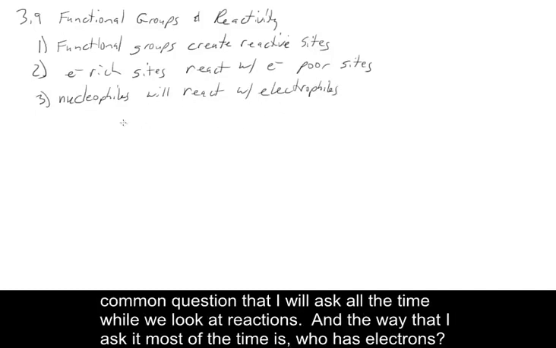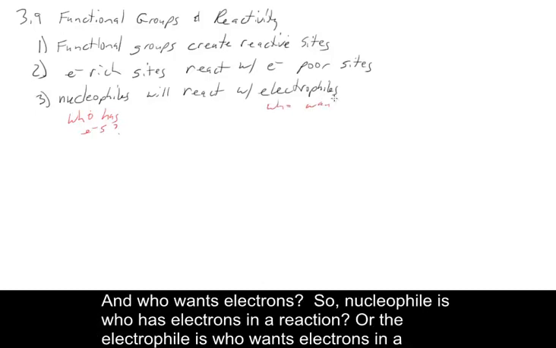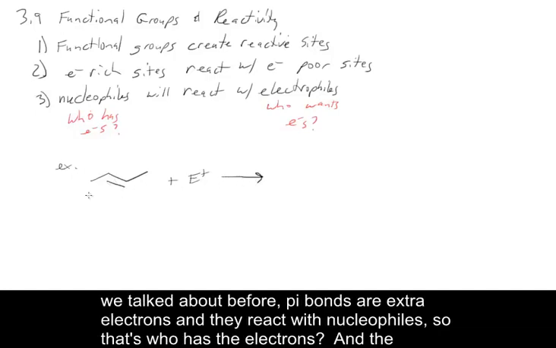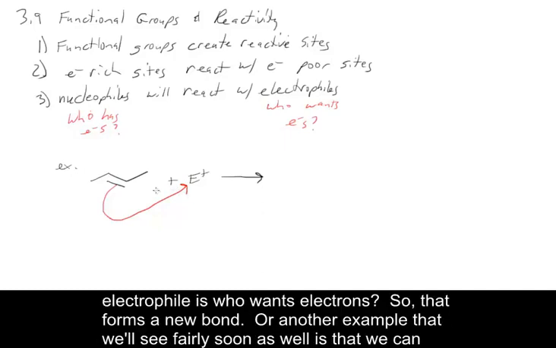And that gets to another common question that I will ask all the time when we're looking at reactions. The way that I ask it most of the time is, who has electrons? And who wants electrons? So a nucleophile is who has electrons in a reaction, while the electrophile is who wants electrons in a reaction. So for example, you could do some reactions where a pi bond reacts with something that's an electrophile. What we talked about before, pi bonds are extra electrons, and they react like nucleophiles. So that's who has electrons. The electrophile is who wants electrons. So that forms a new bond.